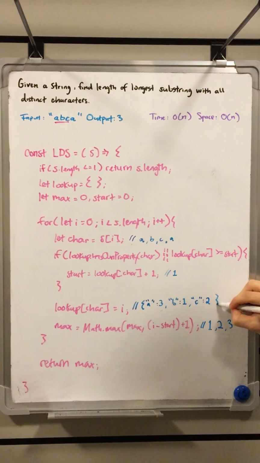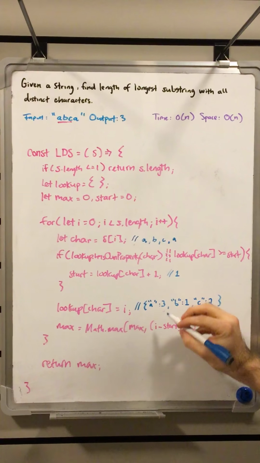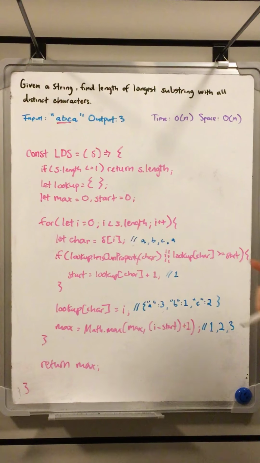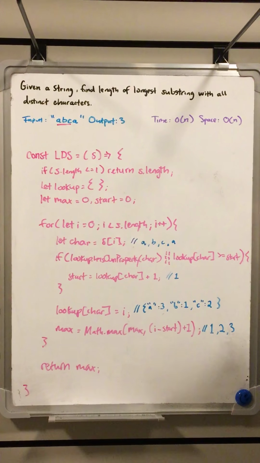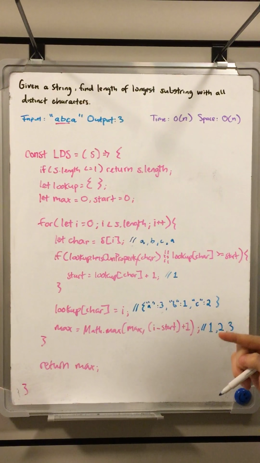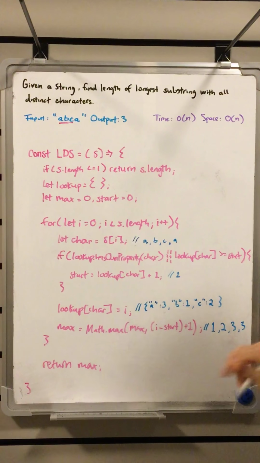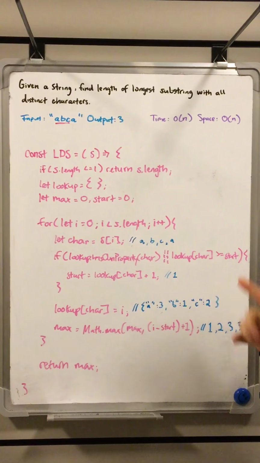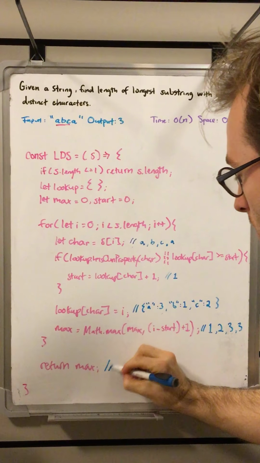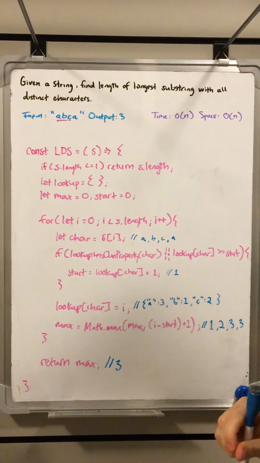Then we enter into this final max statement. So 3 minus the start, which is currently 1. So 3 minus 1 is 2. 2 plus 1 is 3. So they are the same. So the max is 3. So then we exit the for loop and we return 3. And that's how you do this problem.